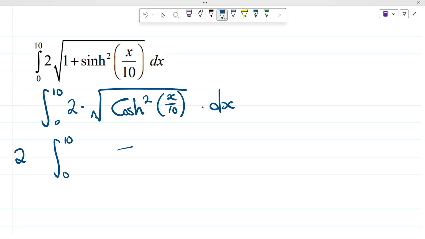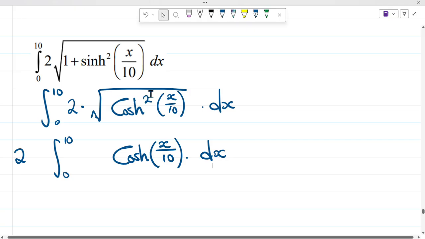So I'll only be left with hyperbolic cos of what? Of x over 10 here inside. And then here I've got my dx. So the radical sign chopped this squared, right? So then this 2, I took it out. There it is. So now I only have one hyperbolic function to integrate. The procedure is the same.